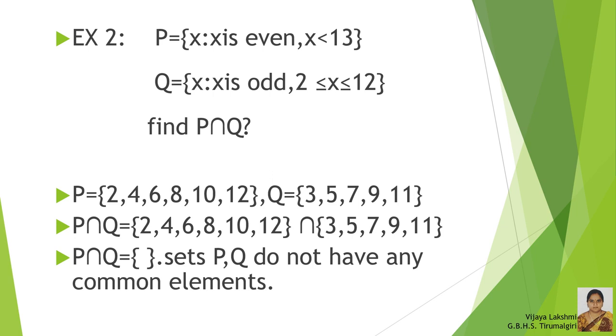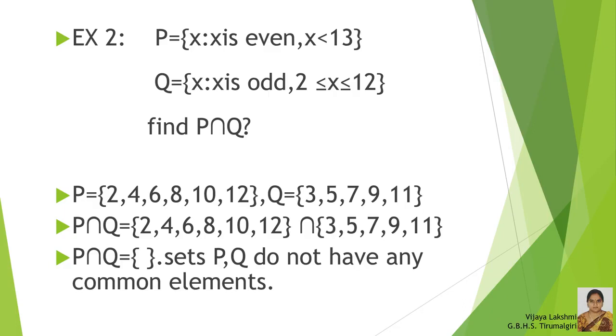So P is equal to even and it should be less than 13. That means it starts with 2 and it is going to end with 12. So 2, 4, 6, 8, 10, 12 are the elements of P. Now coming to Q, x is odd and it lies between 2 and 12. So after 2 the first odd number is 3 and before 12 the last odd number is 11. So it starts with 3 and it ends with 11. So Q is equal to 3, 5, 7, 9, 11.